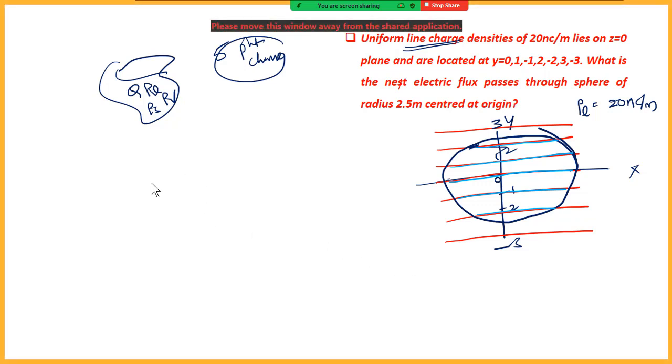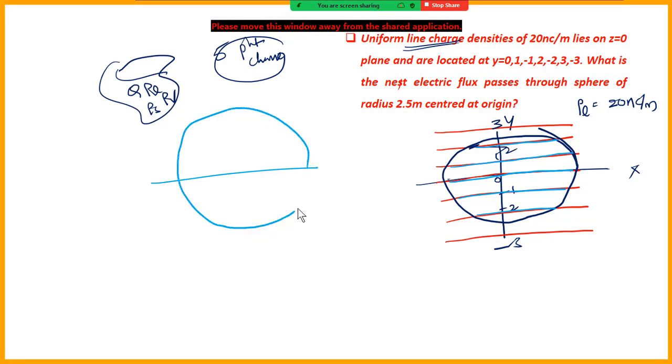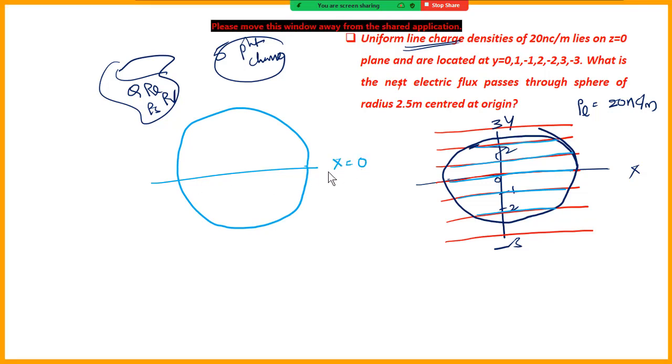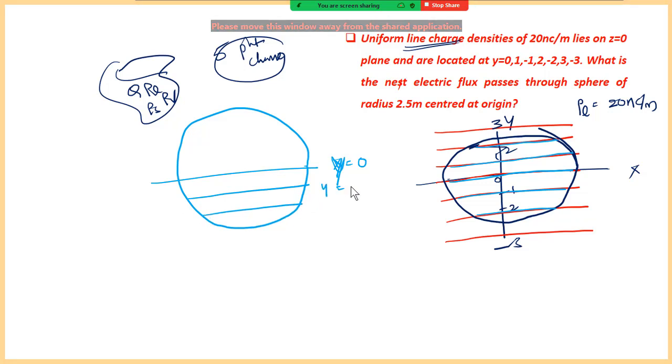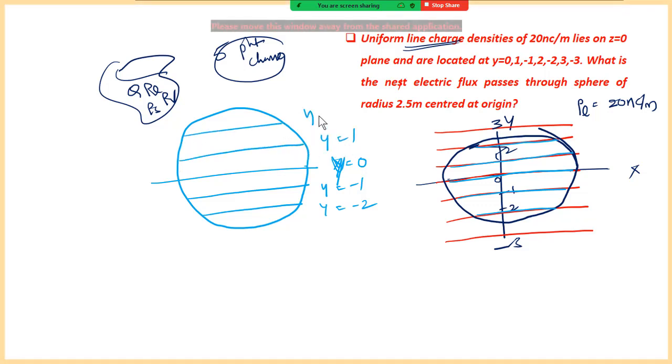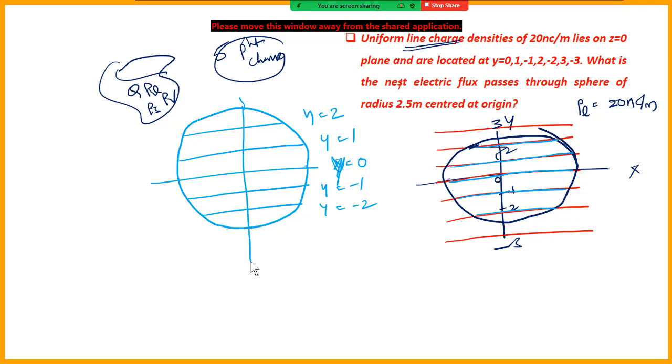So I'm redrawing that one. See carefully. This is the closed surface. This is x is equal to 0. Sorry, this is the x-axis, meaning y is equal to 0. Y is equal to 1, y is equal to -1, y is equal to -2, and this is y is equal to 1, this is y is equal to 2. Like this we have taken. So this is actually the y-axis. Just assume like that.